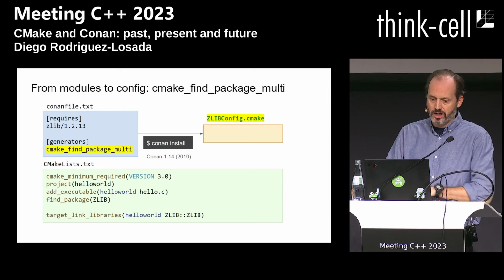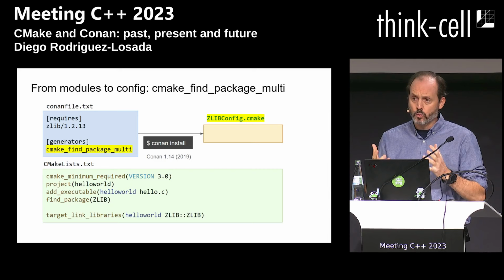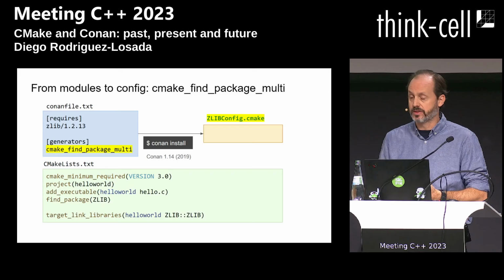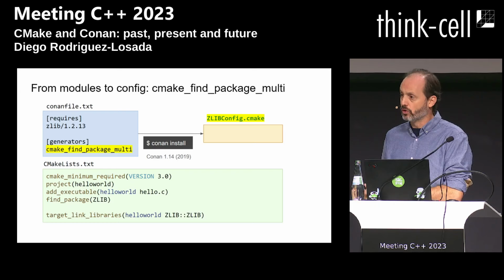Okay, next iteration. Config files start to get more popular, and projects start to create their own config files, and CMake also said, hey, config files are much preferred. They realized that modules didn't scale at all. The only way to have something that really scaled is having each project generate their own config files. So the trend starts to move towards config files.